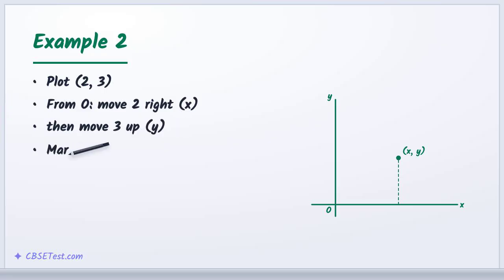To plot 2, 3, start at the origin. Move 2 units to the right along the x-axis. Then 3 units up parallel to the y-axis. Mark that spot. That's the point 2, 3.